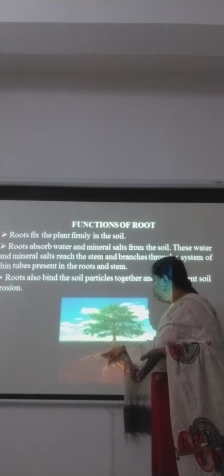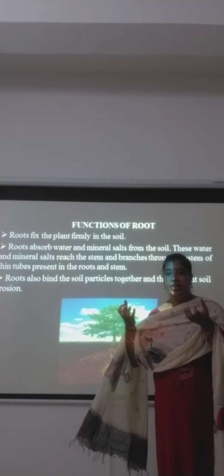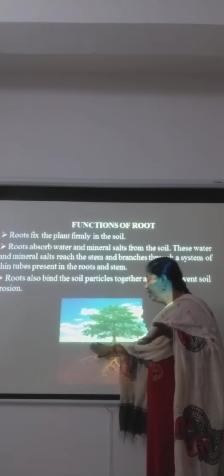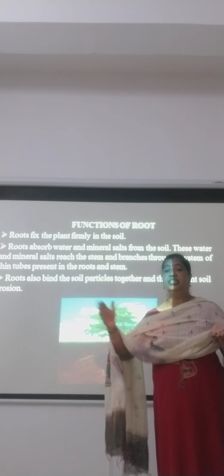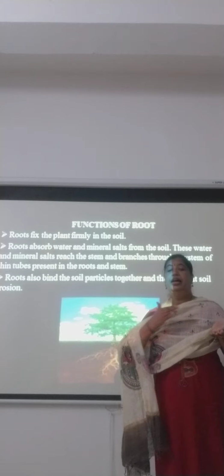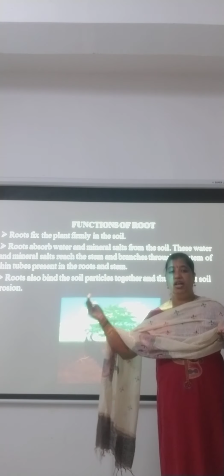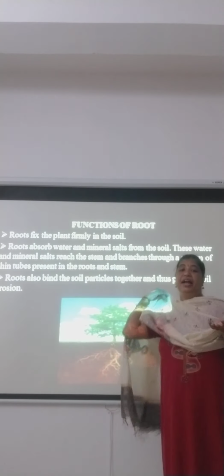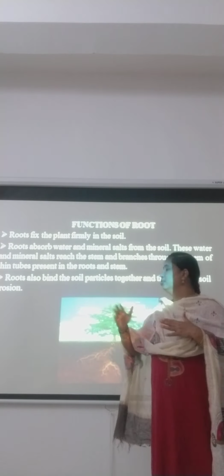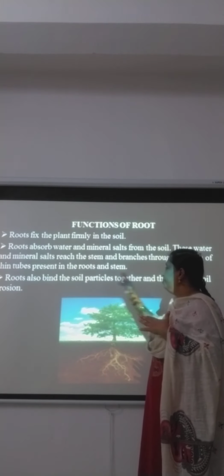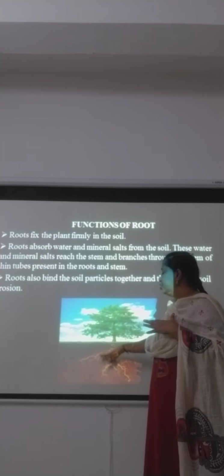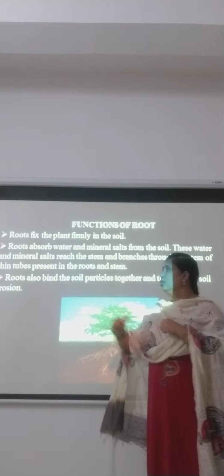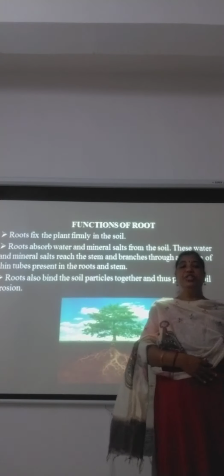So these roots hold even the soil particles very tightly. Soil erosion means removing of the soil either by water, or a river or any water flow. If this soil is removed, then the plant cannot stand by itself. So to stop the soil erosion, these roots hold the soil particles very tightly. So these are the three main functions of the root.